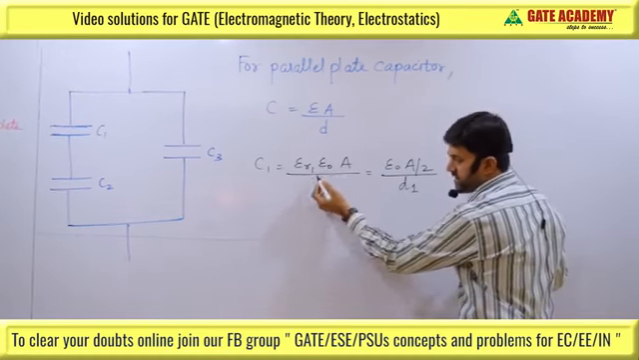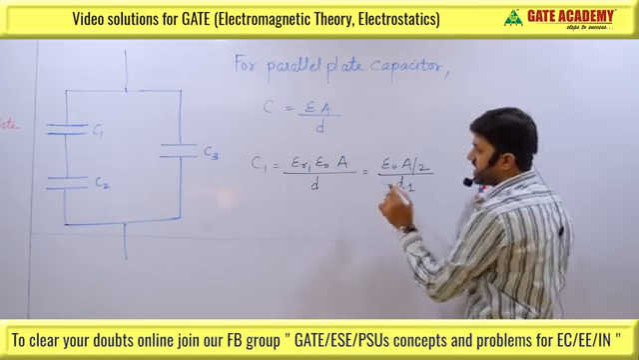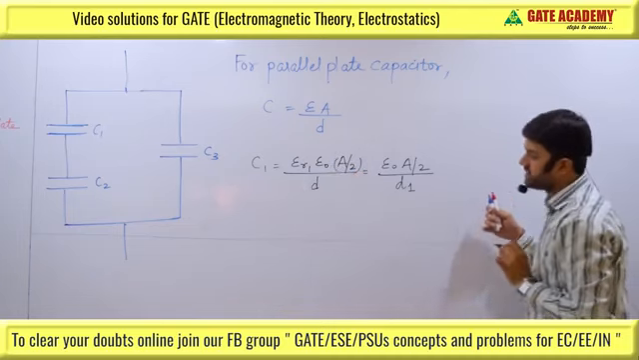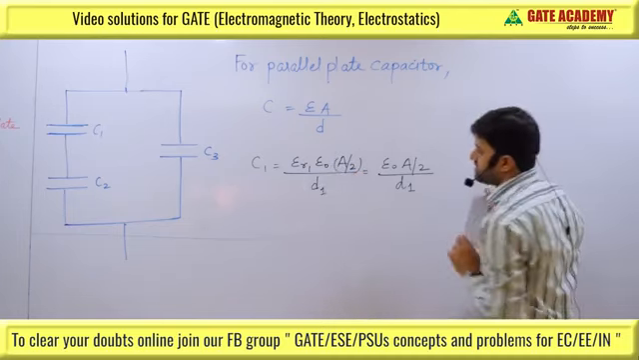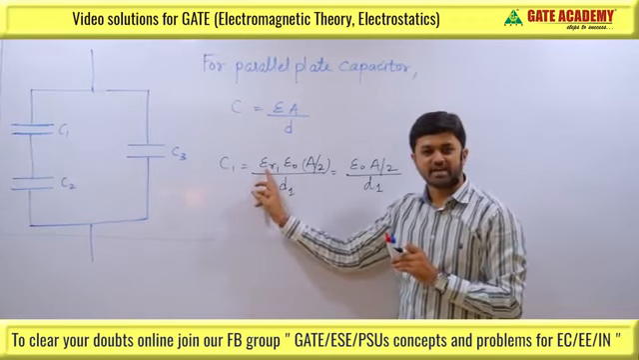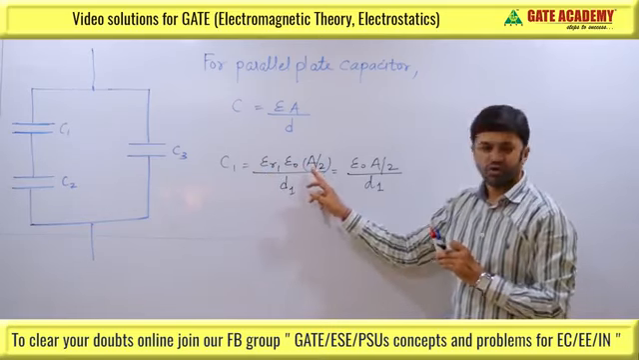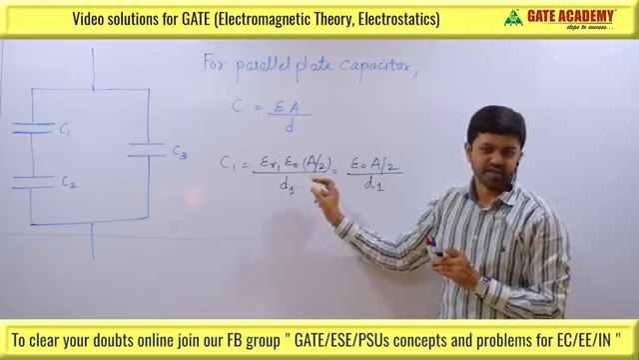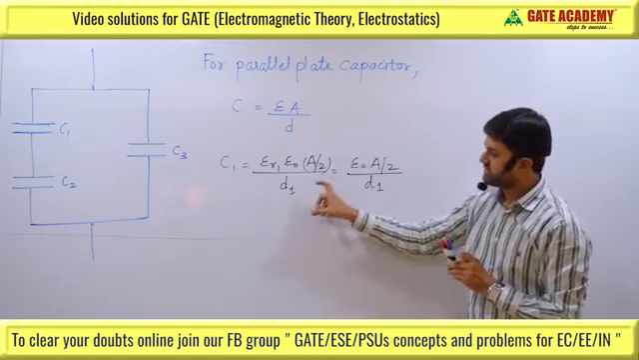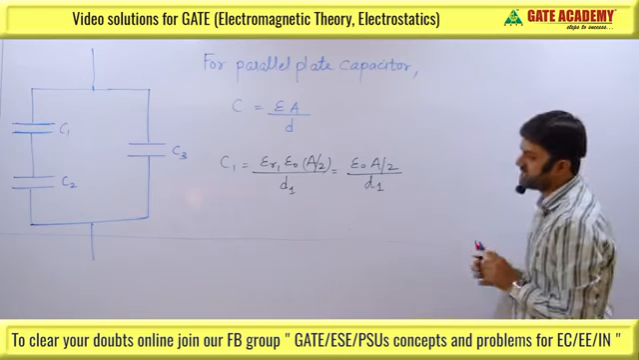Epsilon R1 epsilon naught A upon D, we can write it as, and the area here also we can write like this. This would be better, and this is D1. So C1 is equal to epsilon naught epsilon R1, the dielectric constant of region 1, permittivity epsilon naught, area coming into effect is half of the total area, and D1 is 10 centimeter. So if we put the value of epsilon R1, we will get this.